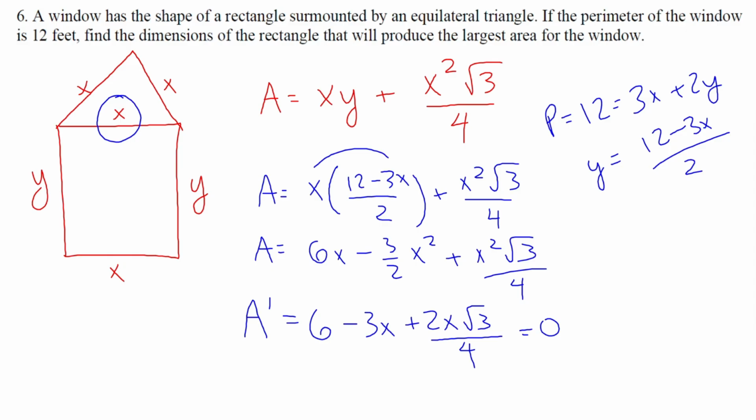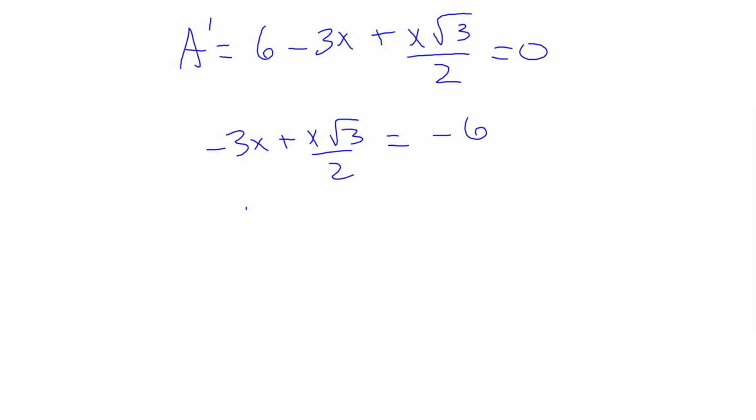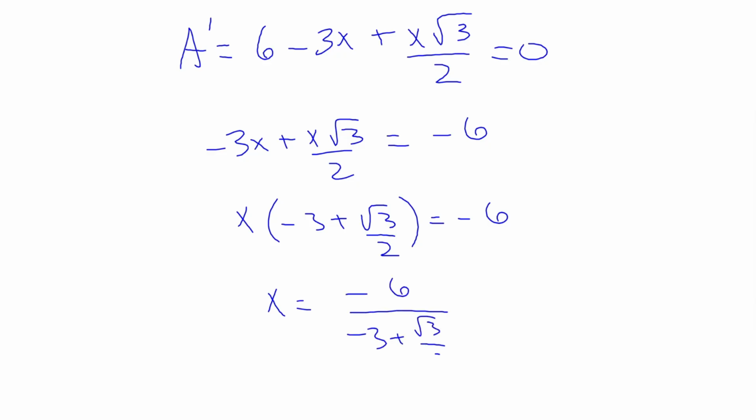So A prime is going to equal 6 minus 3x plus x root 3 over 2. And so now, when we set that equal to 0, we'll have negative 3x plus x root 3 over 2 is equal to negative 6. And we'll factor out the x. So x times negative 3 plus root 3 over 2 equals negative 6. Or x is equal to negative 6 over negative 3 plus root 3 over 2.